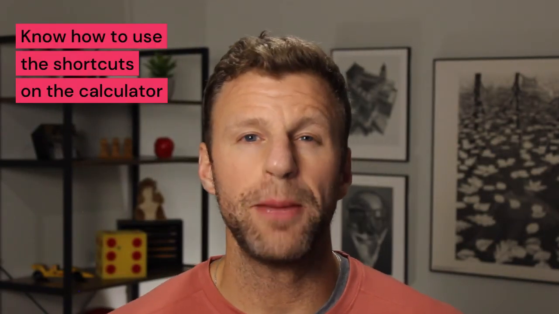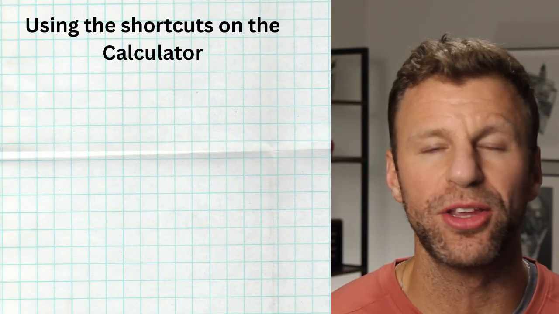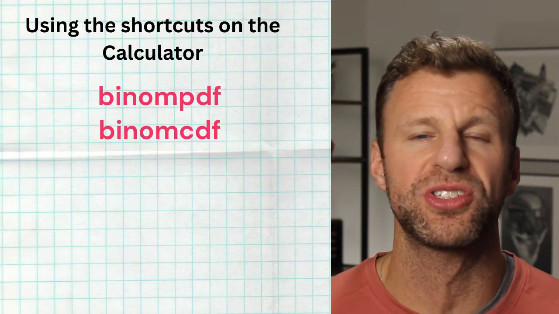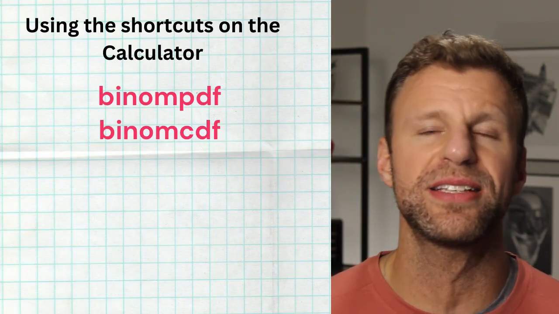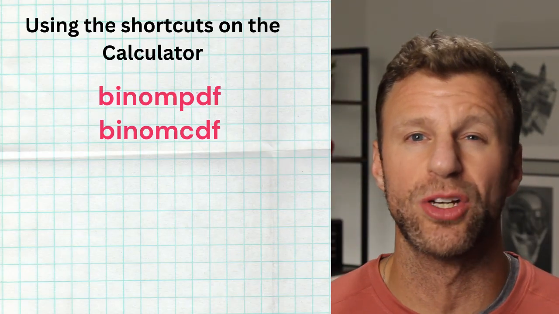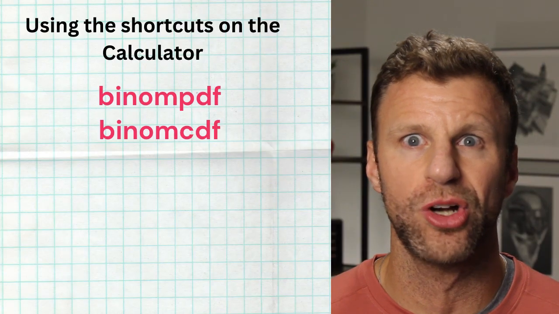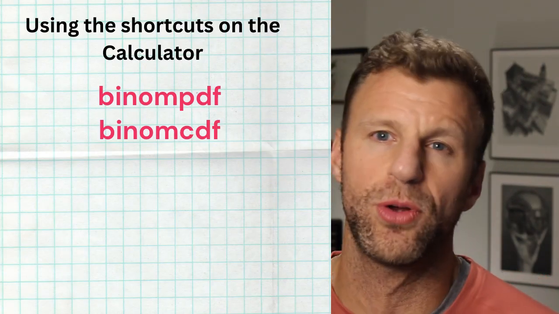Now my fourth tip is know how to use the calculator to make shortcuts. Alright, there are two commands on the calculator, binomial PDF and binomial CDF. They're going to save you tons of time. Now, on an FRQ, you still got to show work, but using these commands is a great way to check your work. But on a multiple choice question, you actually don't have to show work at all, so using these commands is going to save you a ton of time.